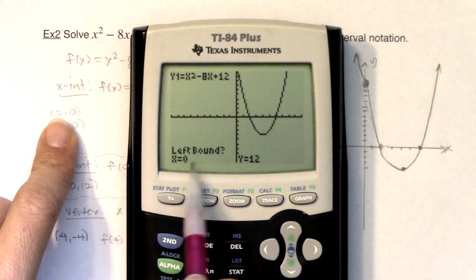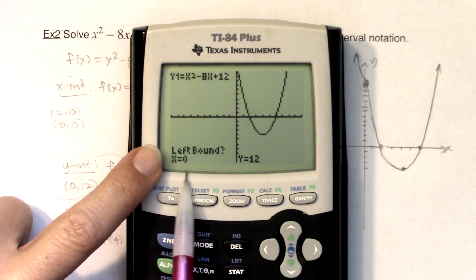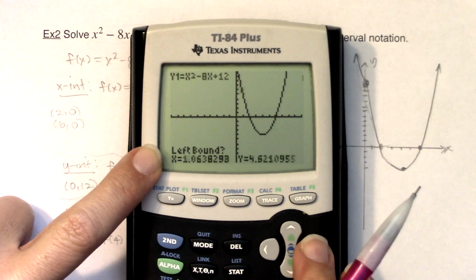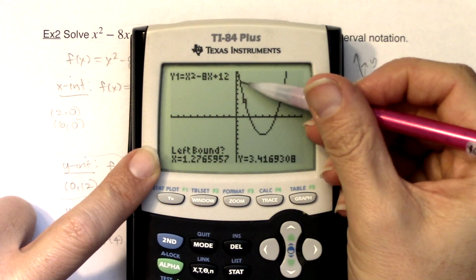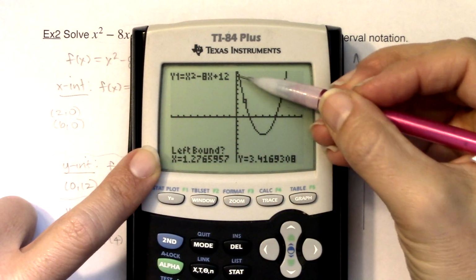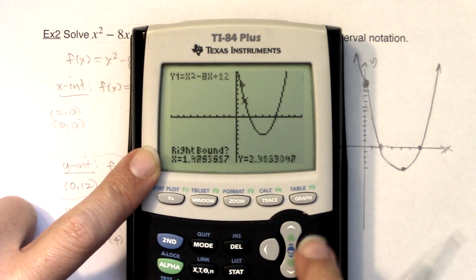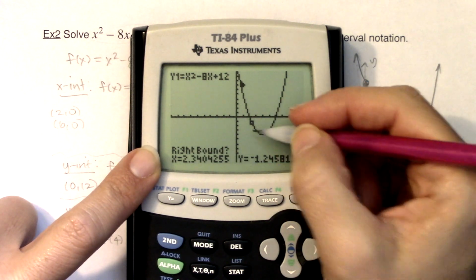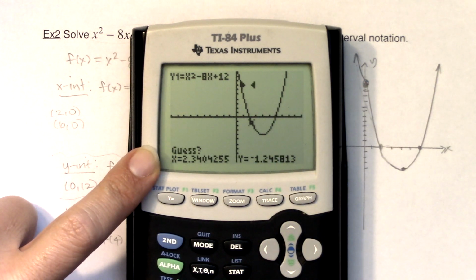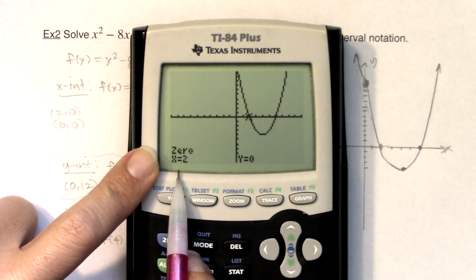If I want to get on the left side of it, well, x equals 0 is on the left side, but let me move Blinky into view, right? So if I want to go after this first 0, get on the left side of it, right? And we're always moving left to right. So this is on the left side, hit enter. Move Blinky to the right side of that 0, right? Have it cross the x-axis, hit enter, and then hit enter through guess, and then there is your 0.